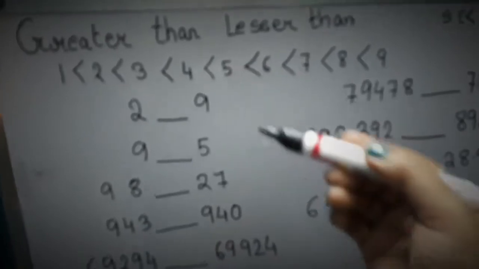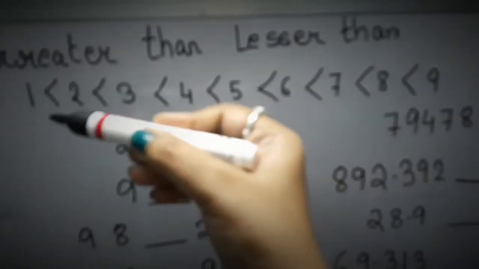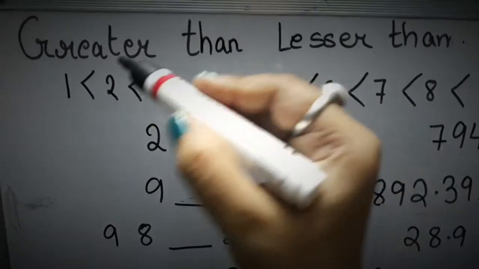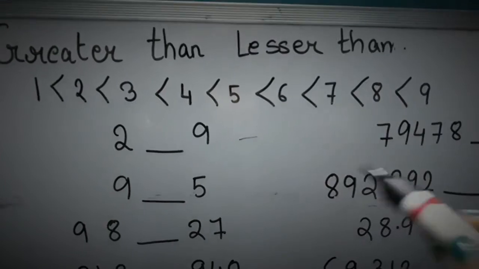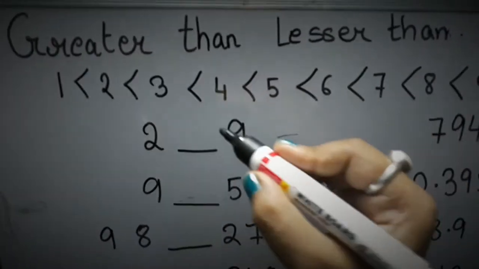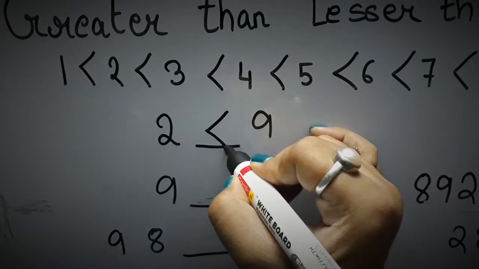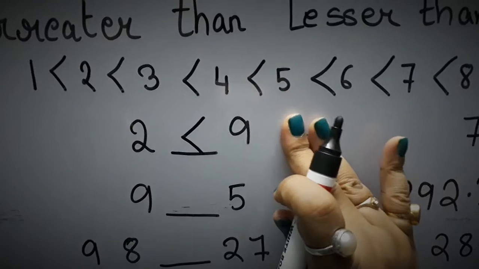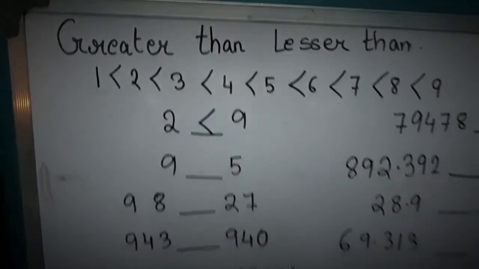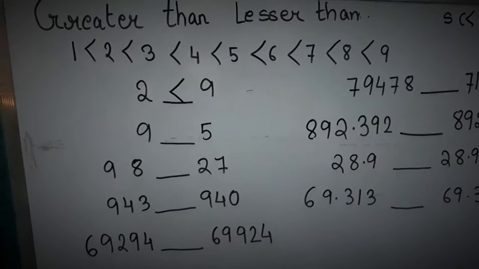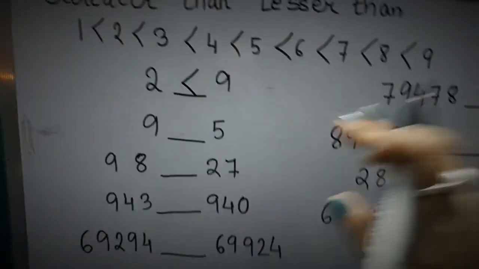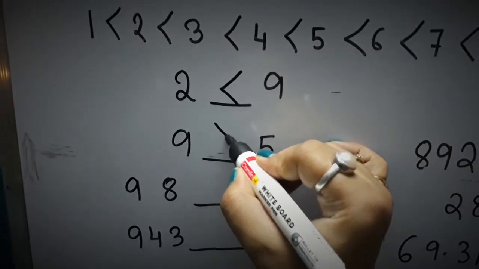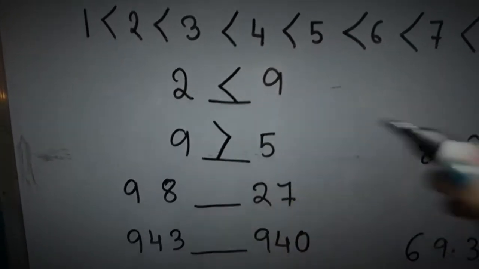Now, let's start. According to this table, this is very easy to do. 2 and 9. Here comes 2, here comes 9. We know that 2 is smaller. Smaller means the closed mouth will be towards this one and the open mouth towards the bigger number. In this way, we are going to do greater and lesser. We will put the sign. So these are easy ones, the single digit ones. 9 and 5. Which is greater? 9 is greater and 5 is smaller.